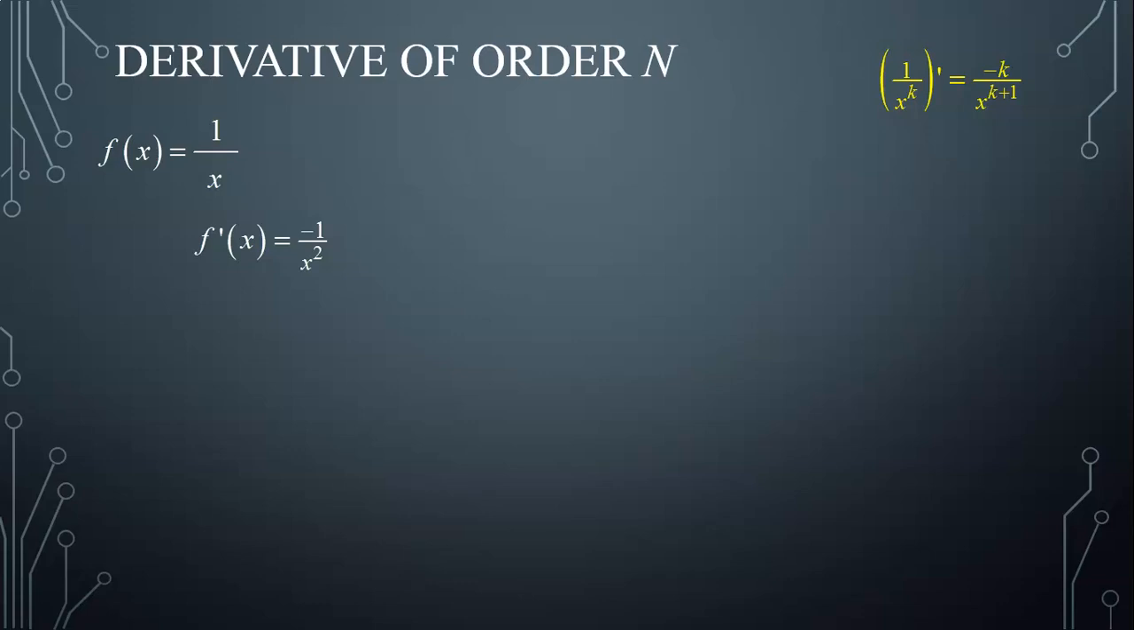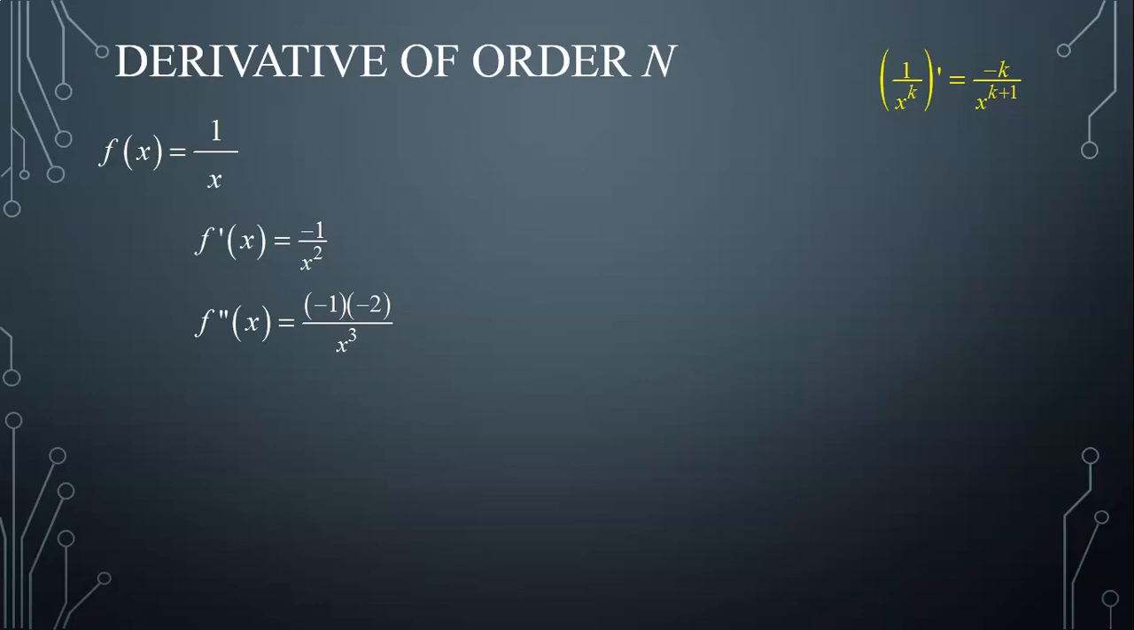Again, now 1 over x squared is also in the form 1 over x to the k, where k is equal to 2. So in order to find the second derivative, I apply the same derivative for k equals 2. So I end up with f double prime of x equals negative 1 that I had at the numerator of f prime of x times negative k, which in this case k is 2, so that's a negative 2 over x to the k plus 1, so it's x to the 2 plus 1, which is x cubed.